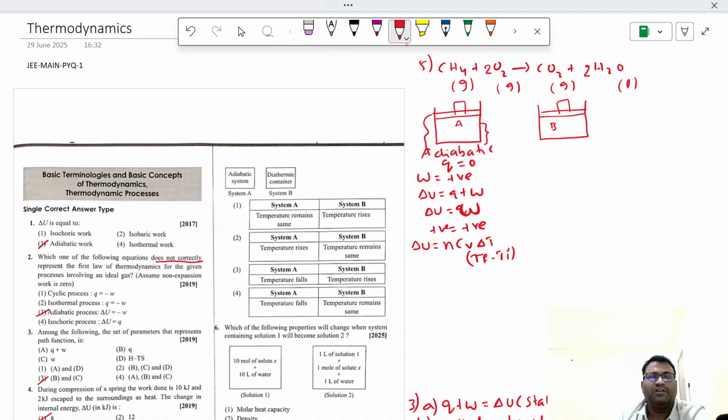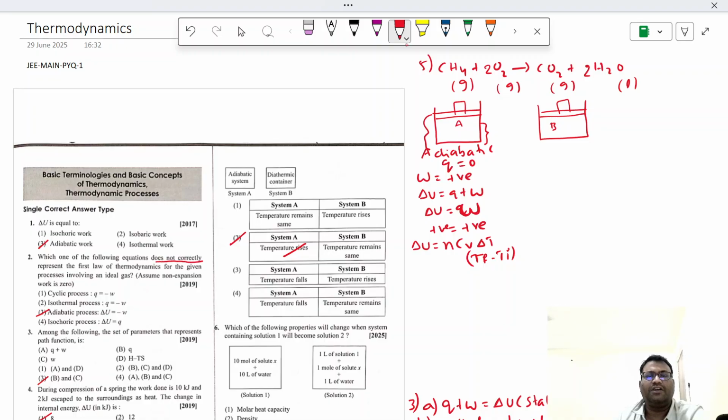What is happening? The volume is decreasing. Volume decreasing means work is done on the system. If work is done on the system, as heat energy is not going out, that work done on the system is converted into heat energy, so that the temperature rises. So temperature rises. This will be the answer. Coming to system B, temperature remains same. See, if you go with the options, for system A, in all these, temperature remains same. Third option also, temperature falls. Fourth option, temperature falls.